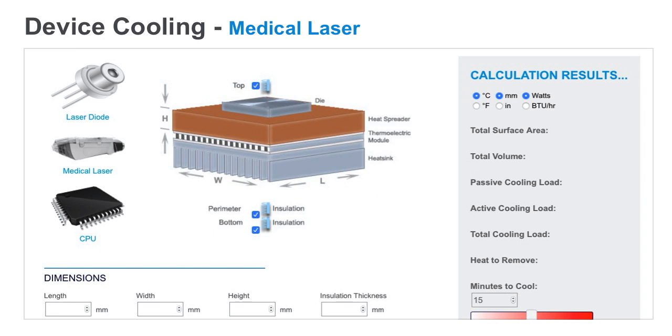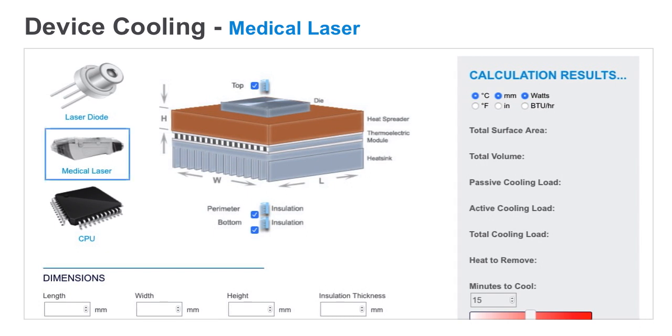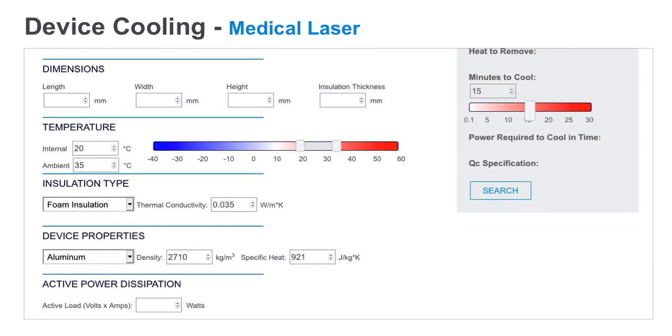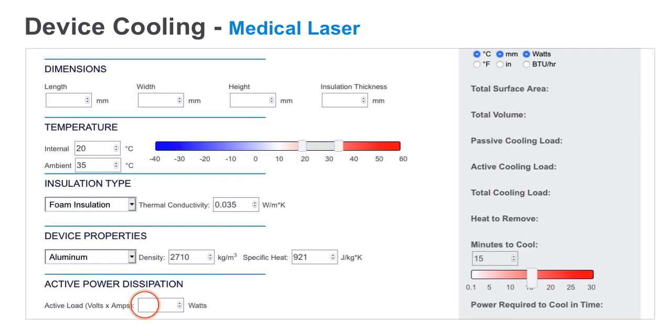In this example, we will use the device cooling calculator to determine the QC requirement for an application cooling a medical laser. To save time inputting a number of parameters, click on one of the existing examples. The medical laser example calculates that we have an active dissipation, voltage times our current, of 19.2 watts. In our application, we will work with a smaller 6-watt laser.